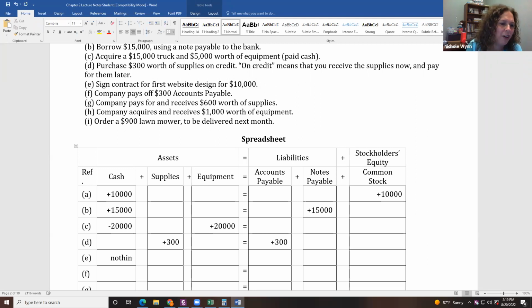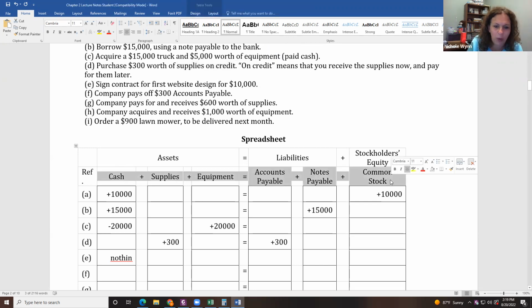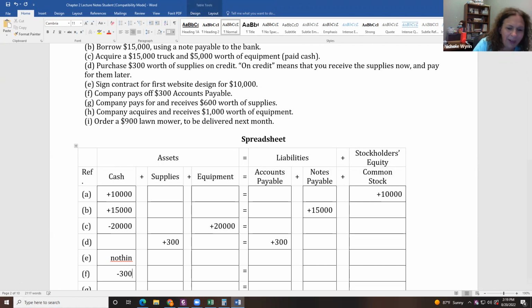So, okay, letter F, company pays off the 300 in accounts payable. Okay, so now we owed that money to that supplier. We bought those supplies on credit. We're going to pay it off. So we need to pay 300. So again, I need to know what two accounts to use. So when I'm looking at what two accounts to use, I'm going to say I paid 300. I like cash. Cash is my favorite account because I always know what to do with cash. So I'm going to pay 300.